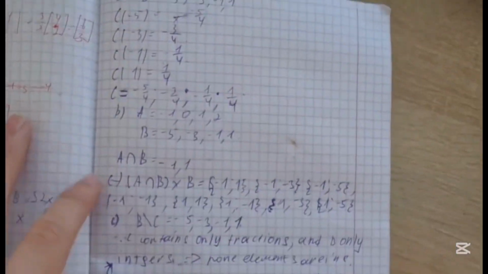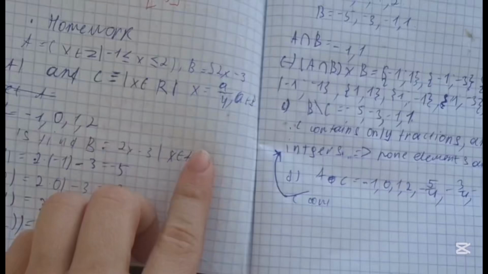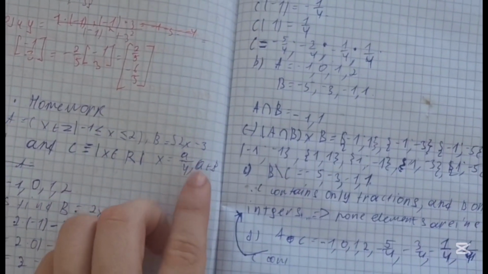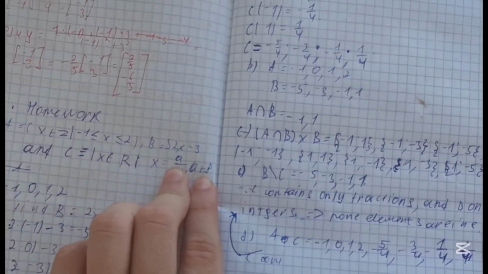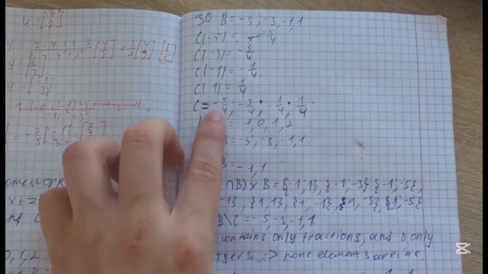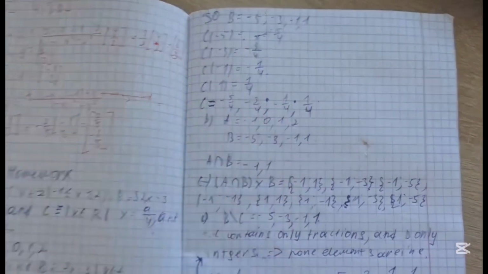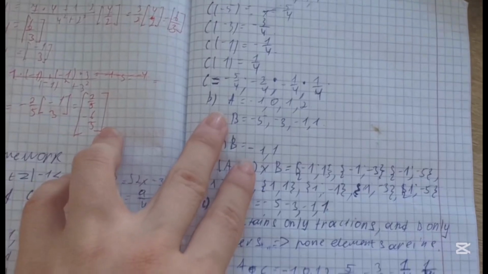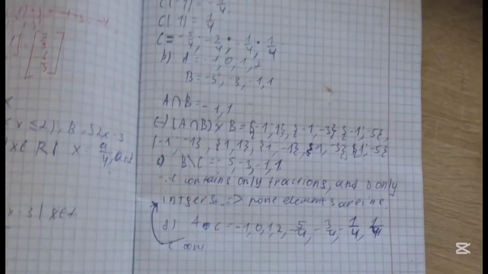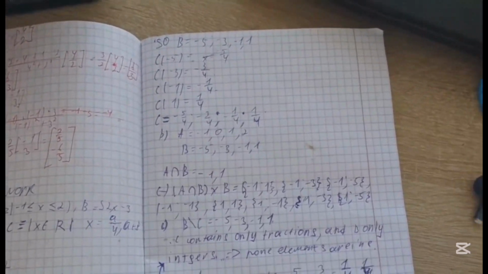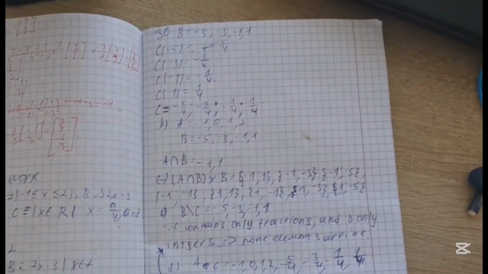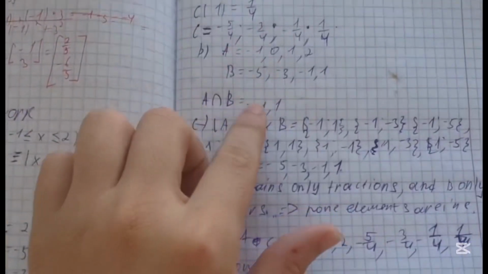Now set C is given by this expression. We substitute B, and A is included in B. Let's substitute and get some sets. Let's start task B. We have 2 sets of elements, A and B, and we need the intersection of A and B. The common elements are -1 and 1, so the intersection is {-1, 1}.